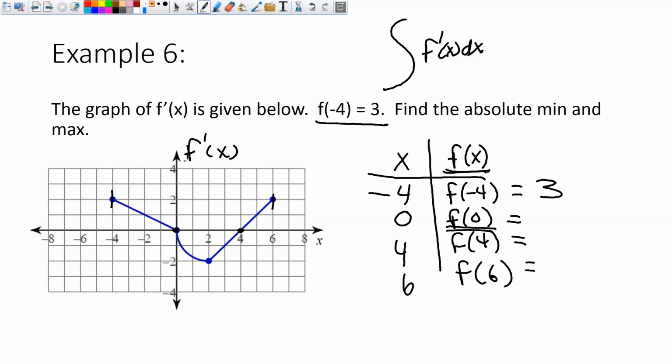Okay, now which one am I trying to find? I'm trying to find what f of 0 is. But that's not enough. I need 2 x values. What other x value should I use? -4. Why would I use -4? Because I know that one. I know that at -4, I have 3, right? So remember, same rules as last time. The one you want and the one that you have already need to be the ones you choose. So we're going to use 0 and negative 4.